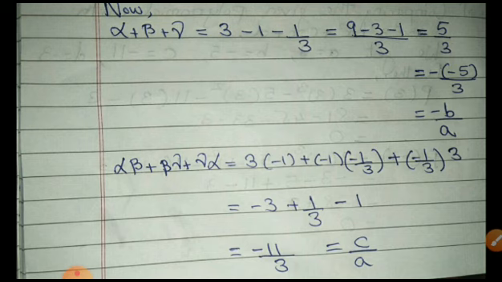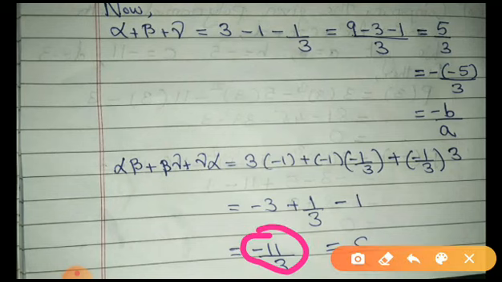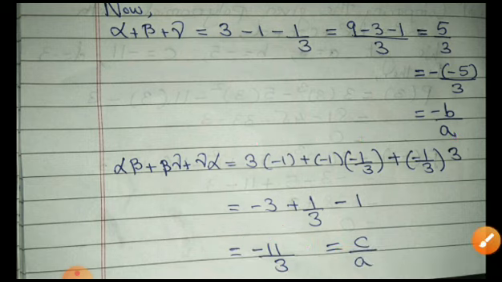So I am getting it as minus 11 by 3. Okay. Here you should do what? This is alpha, this is beta. This is beta, this is gamma. This is gamma, this is alpha. I have just substituted the values. Simplify, you will get the answer as minus 11 by 3. And if you check, it is the same as your c by a. That means it is coefficient of x by coefficient of x cube.